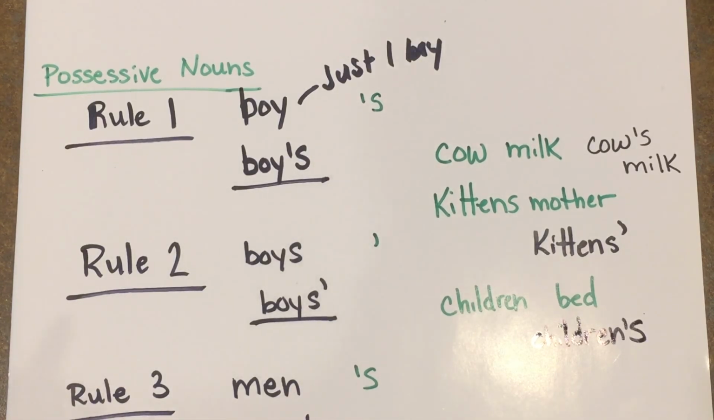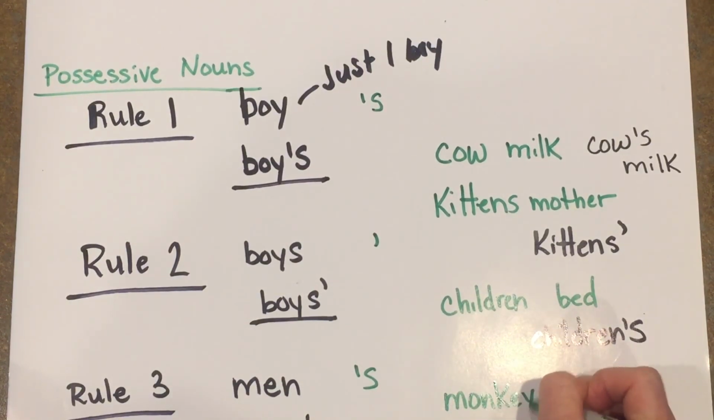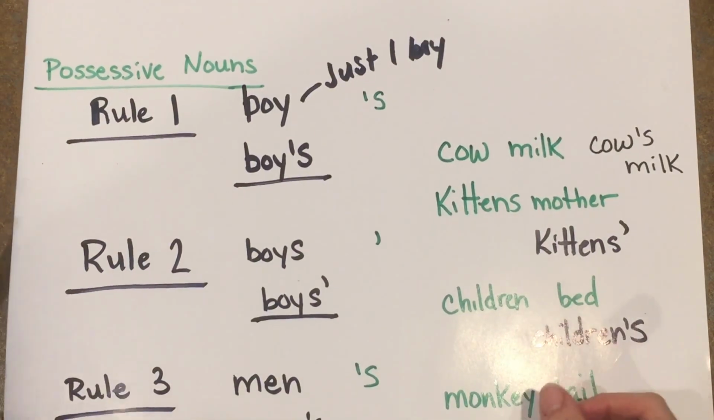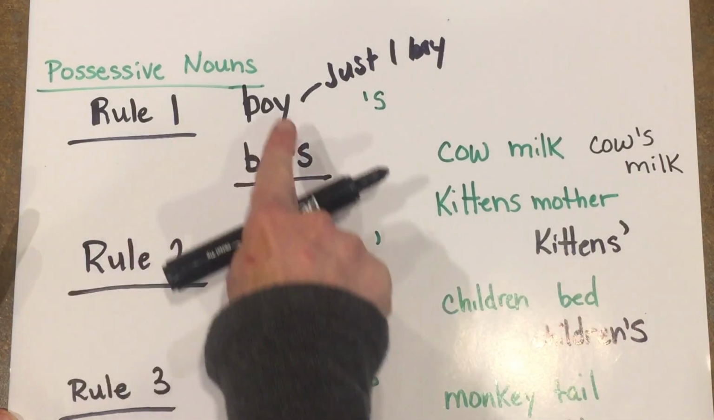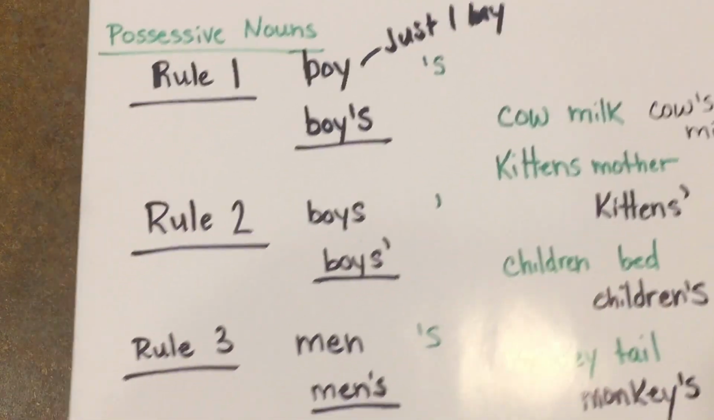Let's try another one. What if it was a monkey tail? But we're going to talk about some monkey's tail. Whose tail? Monkey's tail. It's his tail. Oh, he owns it, right? This is in air quotes. He owns his tail. Okay, it belongs to him. What do I do? What do you think? Did you say rule 1? Singular, just one monkey, his tail, apostrophe S. Okay? Okay, so let's look at one more thing here.